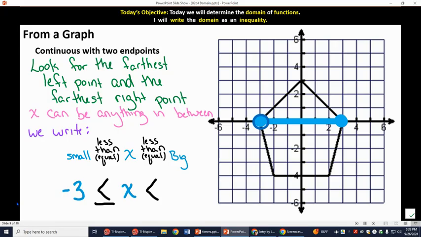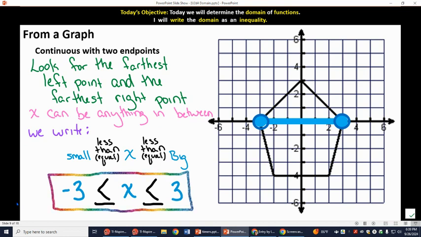Then you're always going to use a less than, sometimes an equals. So you're going to look farthest to the right and see on that point, is it solid? Is it closed? If it is, then you get to equal the farthest point to the right. And we look at what that number is and we write that on the end. That number for us is 3. This is what your final answer for the domain looks like. This is saying that -3 is less than or equal to x, which is less than or equal to 3. And basically what that means is your x values have to be somewhere between or equal to -3 to 3.